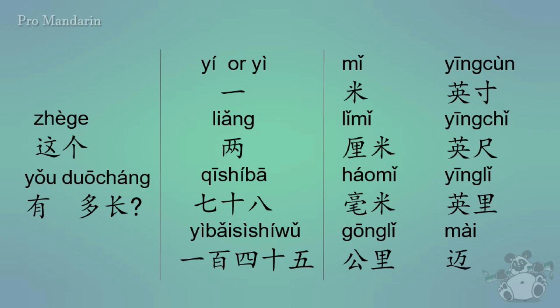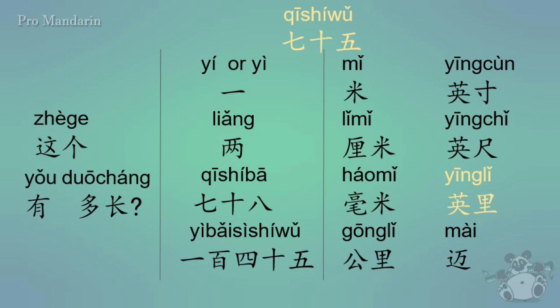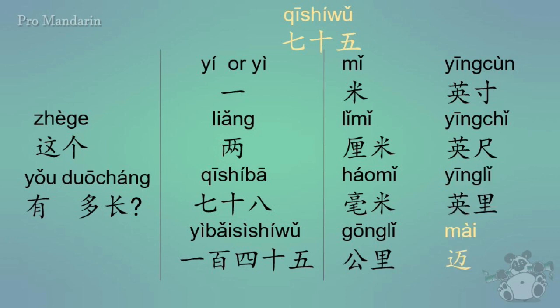All right, I'm going to give you a couple more practice questions before we wrap up today's lesson. How would you say 75 miles? Now this one you're going to have to think a little bit because I didn't give you the numbers exactly that way, but you have all the numbers that you need in the middle column to help you put this number together. So how would you say 75 miles? Take a guess. 75英里. Or alternatively, you could say 75迈.